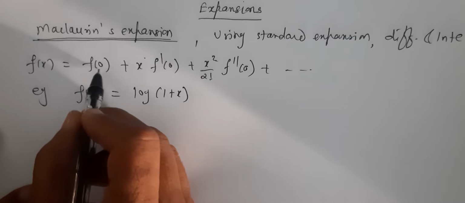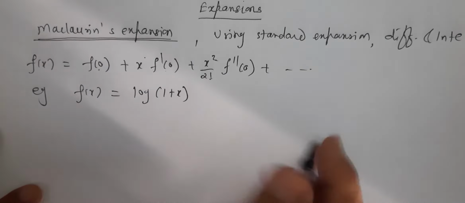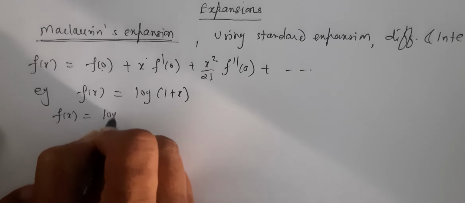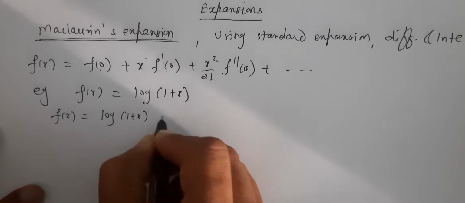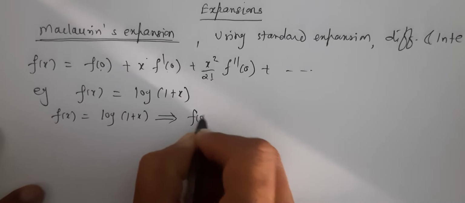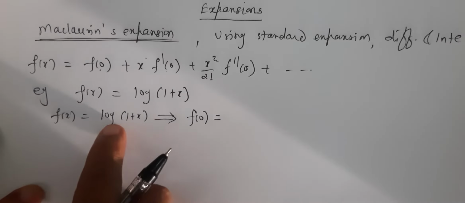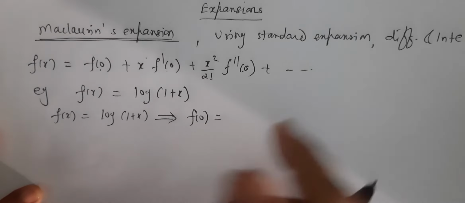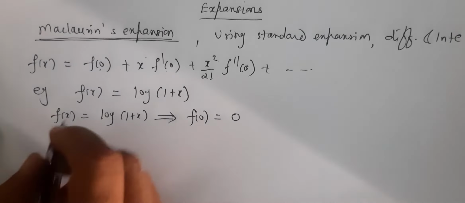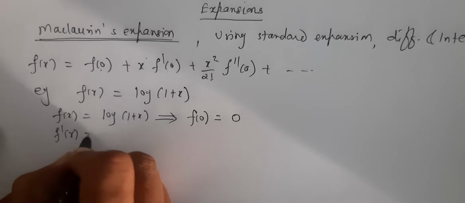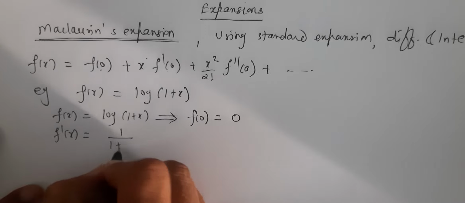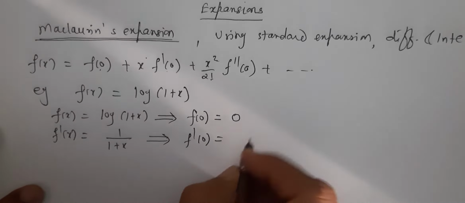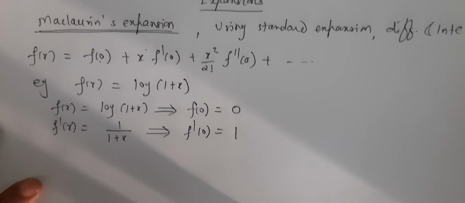See, we need f0, f dash 0, f double dash 0, etc. So we'll start with f x is log of 1 plus x. That gives us f of 0 is log of 1 plus 0. That is log of 1, and all of you know log of 1 is 0. Then first derivative: the derivative of log of 1 plus x is 1 upon 1 plus x. So f dash at 0 is 1. Put x equal to 0.